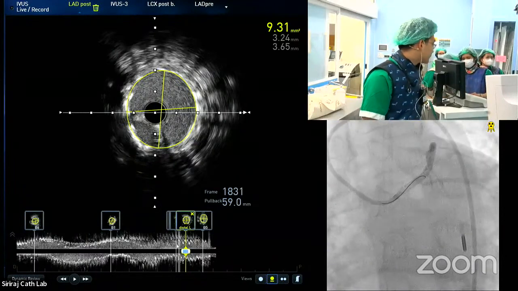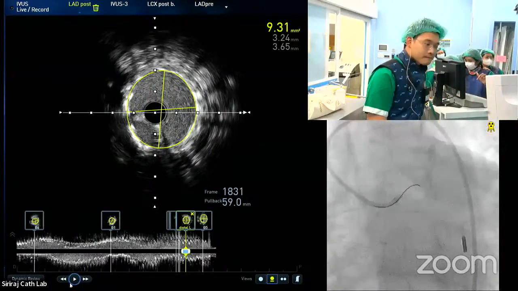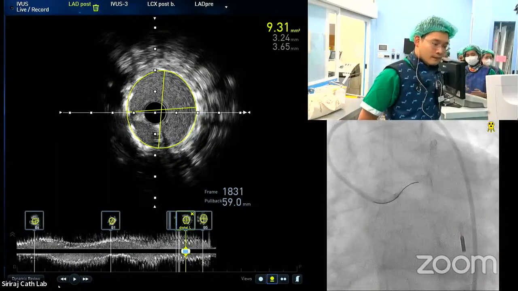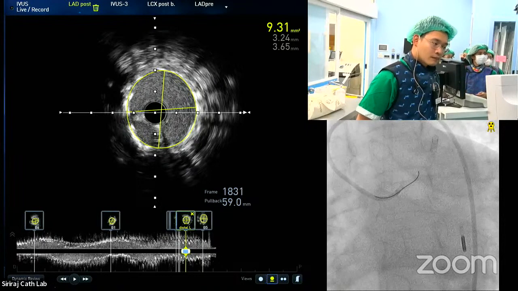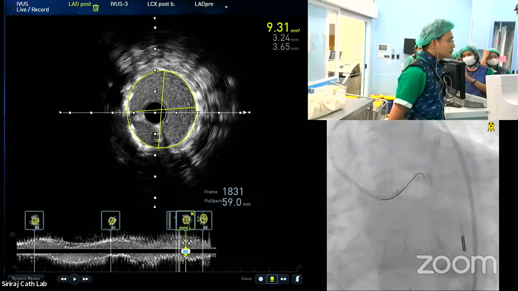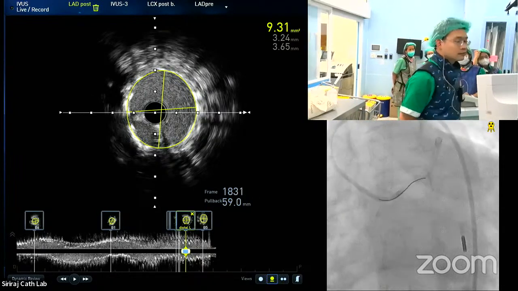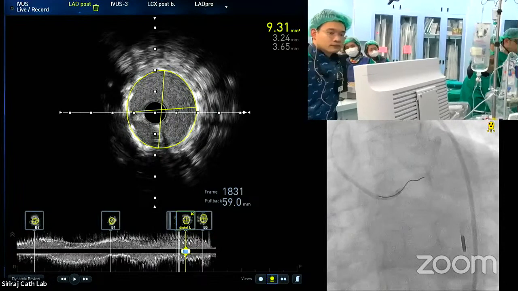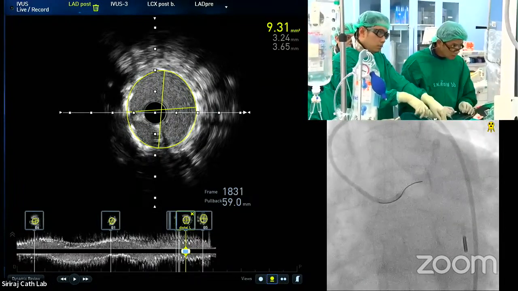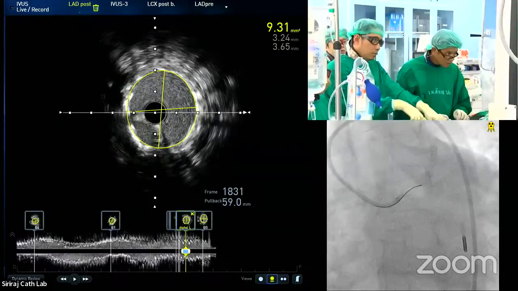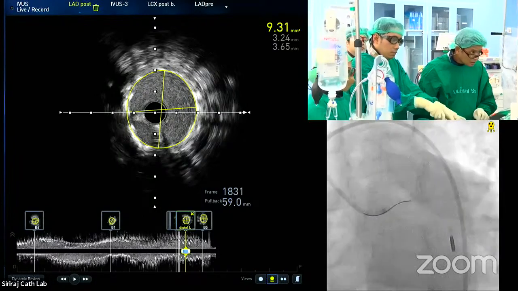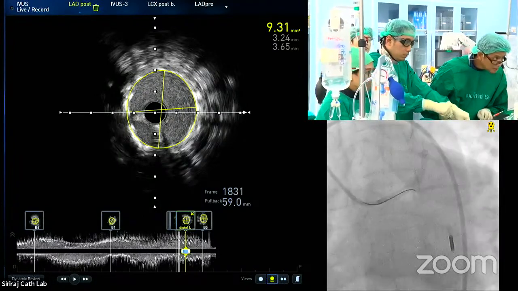So I would like to ask DW, is this acceptable? Yes, I think the circumflex ostium after removing the wire is much better than before. So I guess FFR would be more than 0.8. Leaving it alone would be okay for such a case. Yes, sorry, leave it alone. So Jack, can I say leave it alone? DWC, leave it alone. Jelly, your comments?